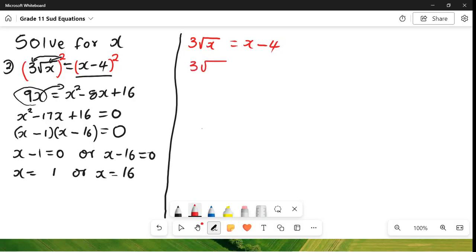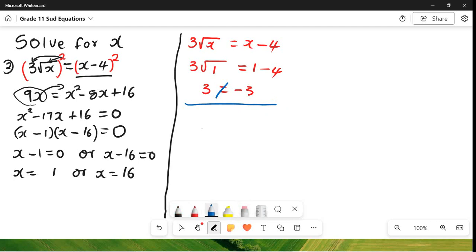3 square root of 1 equals 1 minus 4. So square root of 1 equals 1. 1 times 3 is just 3, equals 1 minus 4 equals minus 3. And this is incorrect. 3 is not equal to minus 3. You need to show that 3 is not equal to minus 3. So why am I even doing this as if this is the final answer? It shouldn't be.